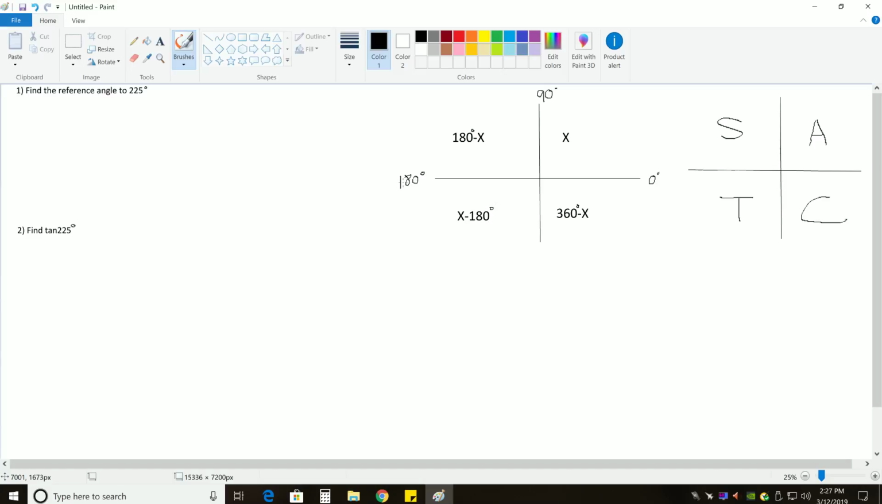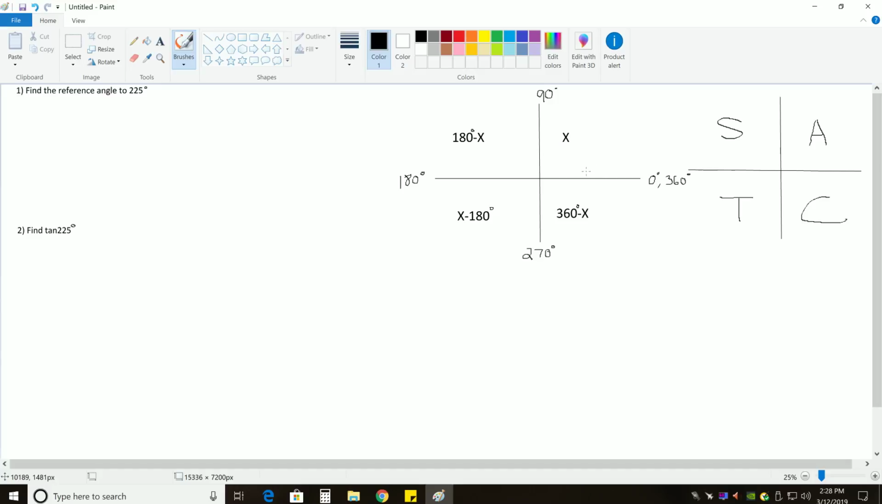Likewise, if you're between 180 degrees and 270 degrees, then you have to subtract 180 degrees from your angle. And finally, if you're between 270 degrees and 360 degrees, then you will subtract your angle x from 360 degrees, and again that will give you your reference angle in quadrant 1.